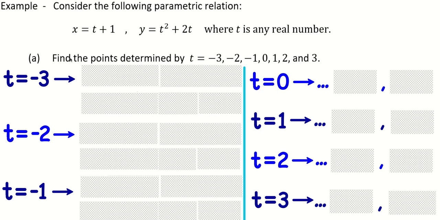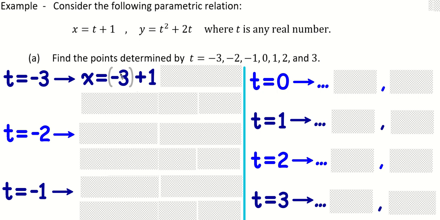So this first example, what does it ask of you? It asks you to find the points determined by all of these t values. So all you're going to do is run through all the different numbers one at a time. If t equals -3, remember a point is still going to be x comma y, right? So if t equals -3, then x is going to equal, all you have to do is let t equal -3.